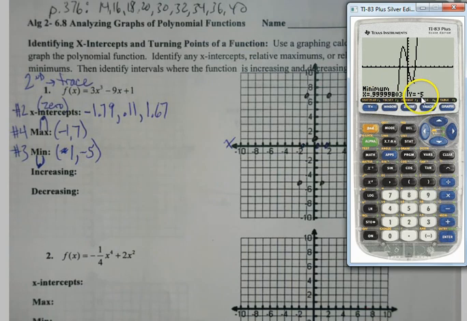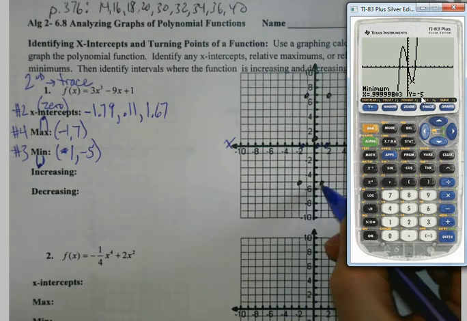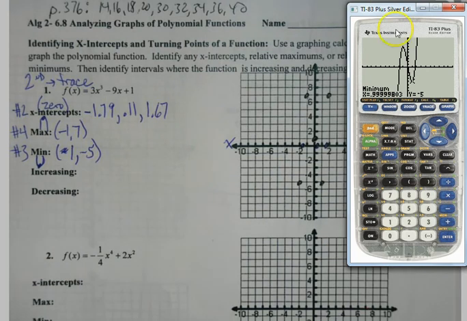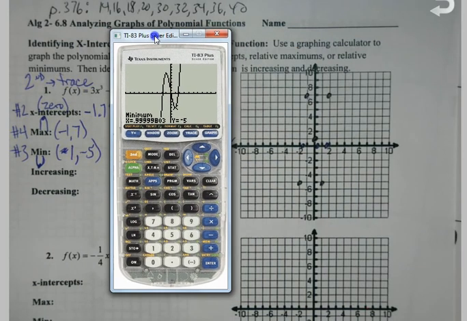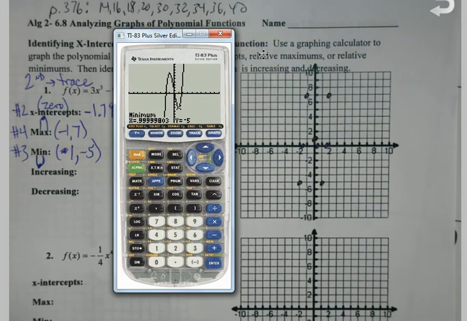Or you may get like negative 4.999999999 something, okay? Close enough, it's negative 5, okay? And I already have that point right here. So at this point, no pun intended, I'm ready to go ahead and sketch this.